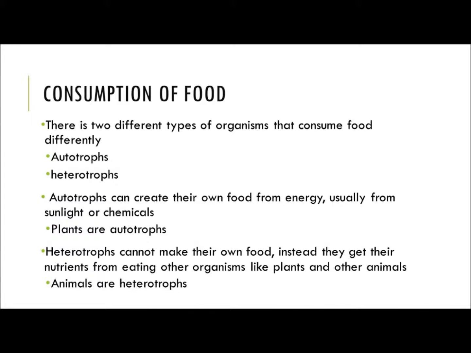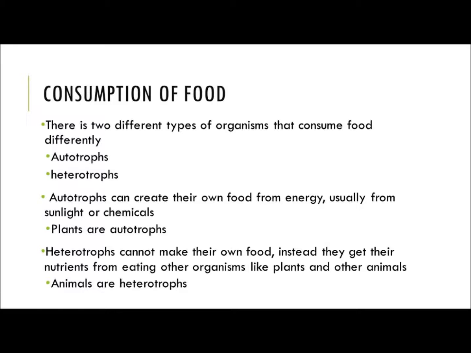Autotrophs can create their own food from energy, usually from sunlight or chemicals. This process is called photosynthesis. Plants are a great example of autotrophs, which use photosynthesis in order to create their own food from energy.